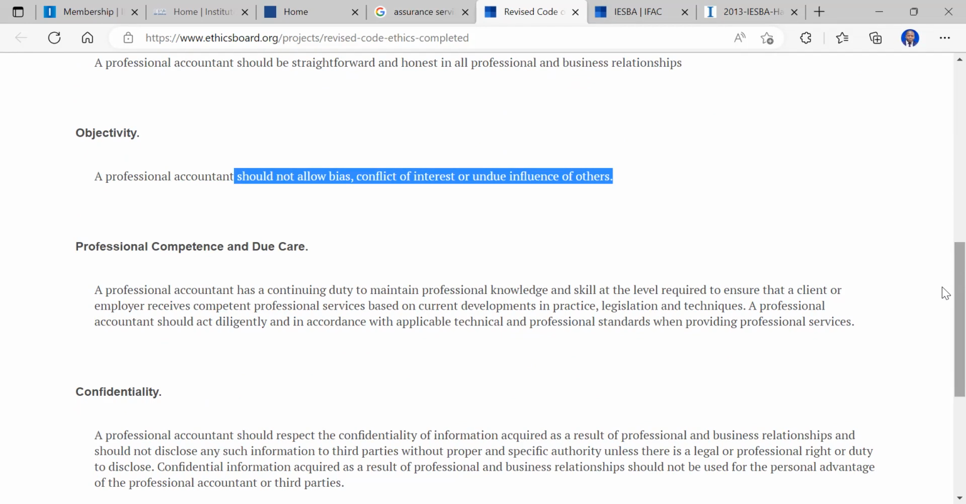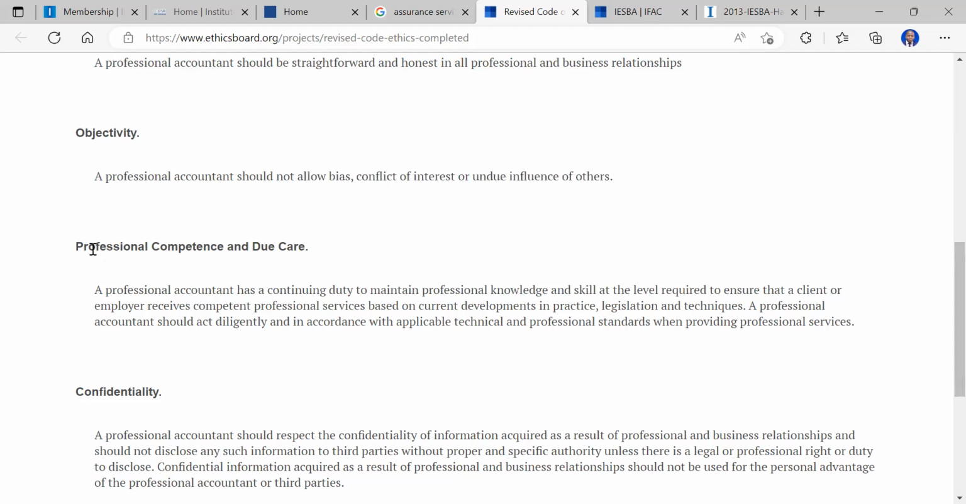Conflict of interest also entails if you're doing a procurement and you know that the supplier of those goods is your mother, you should come out and declare and say, I'm conflicted. My mother is the owner of that business. That is what declaration means. And you should not do things out of influence of others. You should not do things because the CEO said you should do. As an accountant, you should be objective.